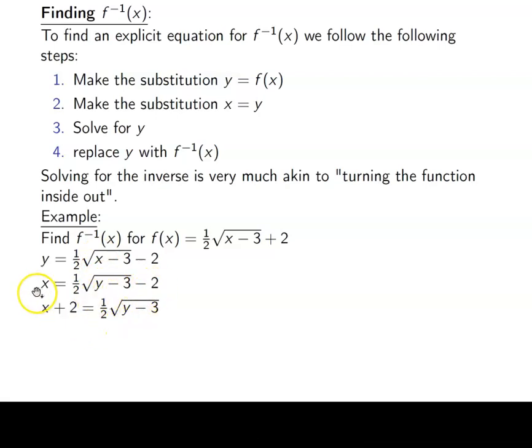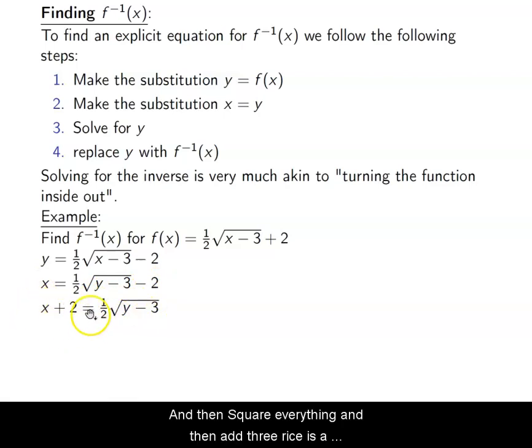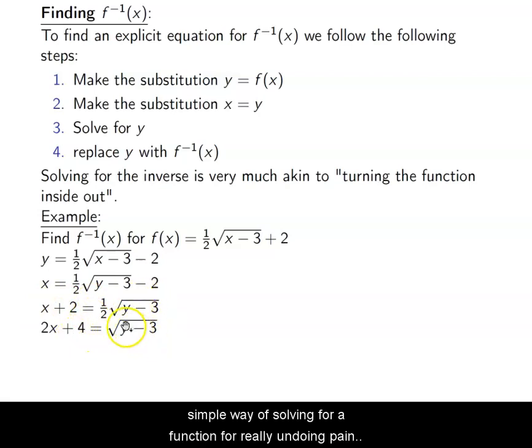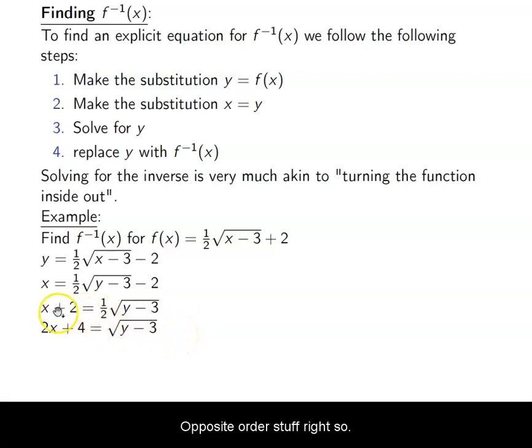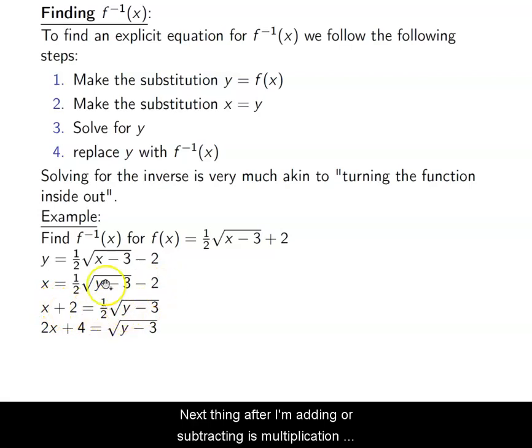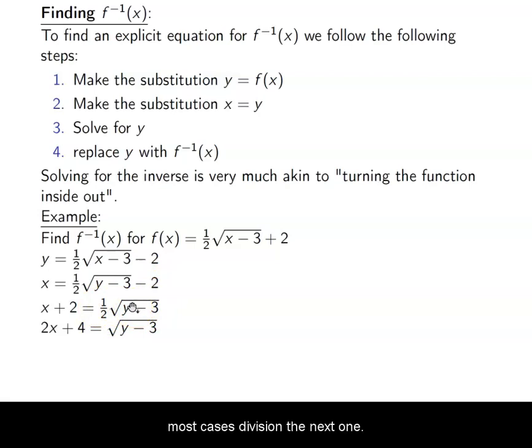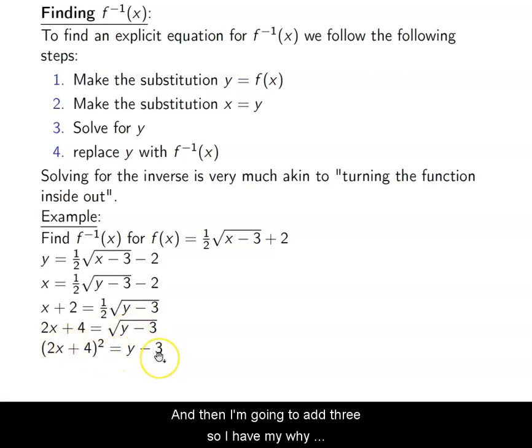So I'm going to solve for y. I'm going to add 2. I'm then going to multiply by 2, then square everything, and then add 3. It's just a typical way of solving for a function. We're really undoing PEMDAS, in opposite order. After I'm adding or subtracting, the next thing is multiplication, then division, then exponents. So I'm going to multiply, then I'm going to square everything. I don't actually have to square it out; I can just keep it in this notation. And then I'm going to add 3.